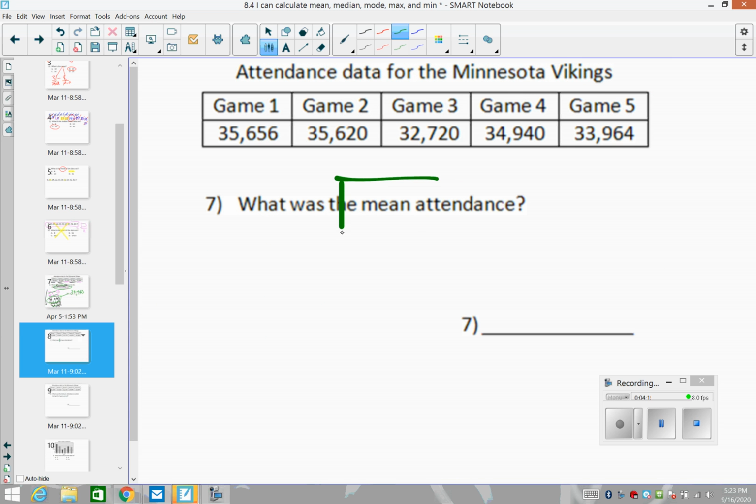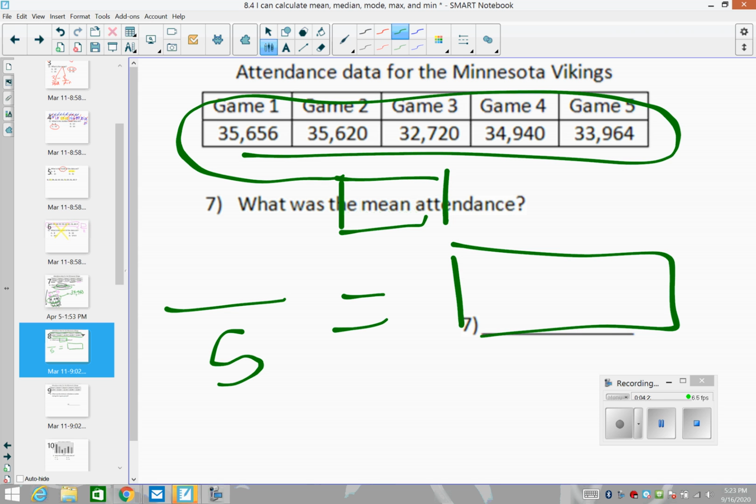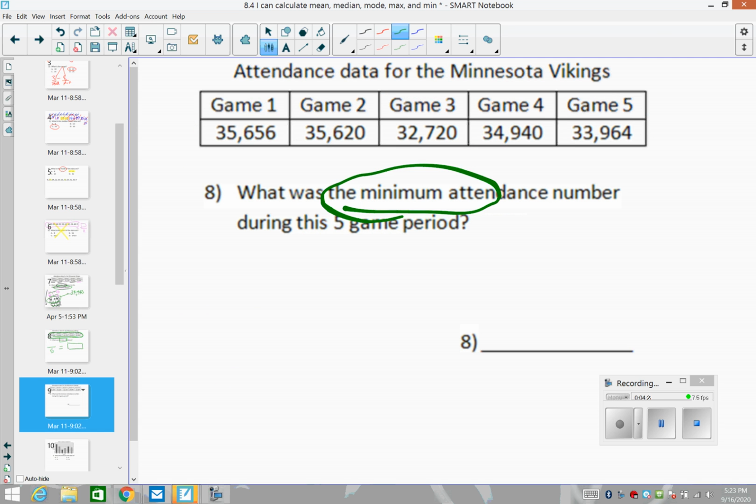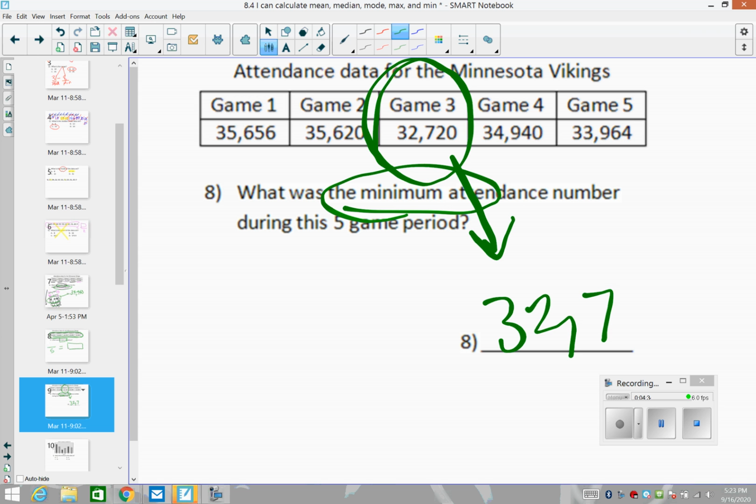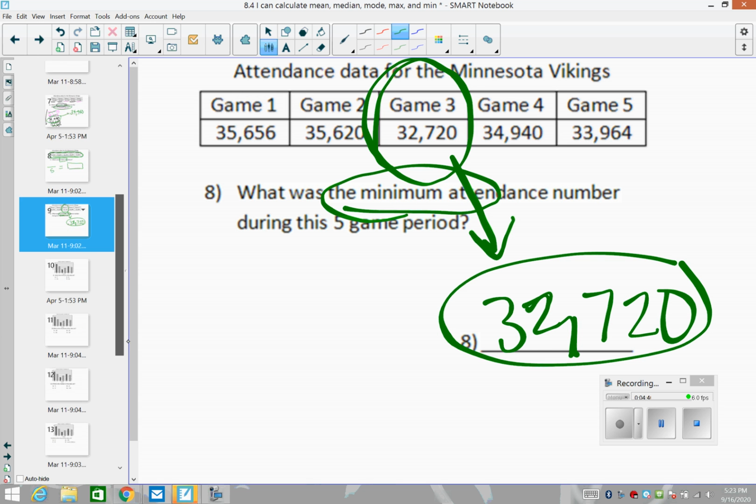The mean, of course, we would add them all up and divide by 5. Again, I'm going to skip that, otherwise the video gets super long, and we already practiced it yesterday. So add them all up and divide. The minimum is the least number. So game 3 was the minimum attendance for whatever reason. Clearly they weren't playing the Packers that day. For whatever reason, that was their minimum attendance. So some more vocabulary words.